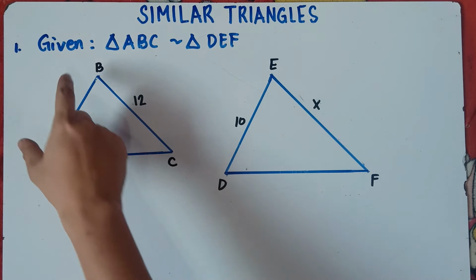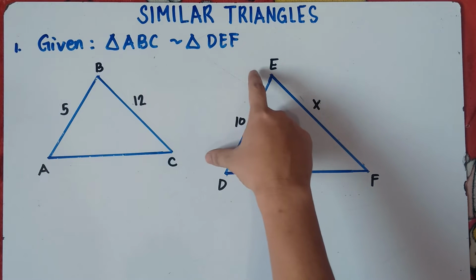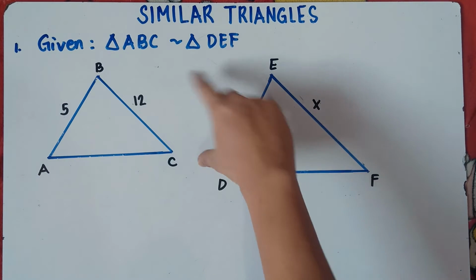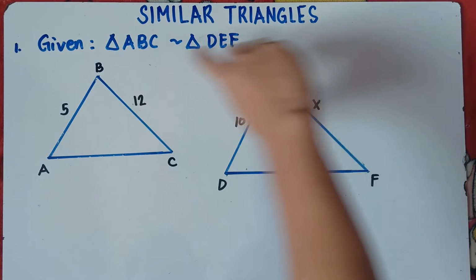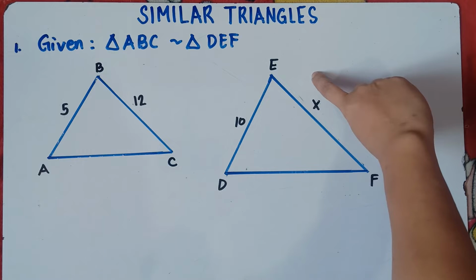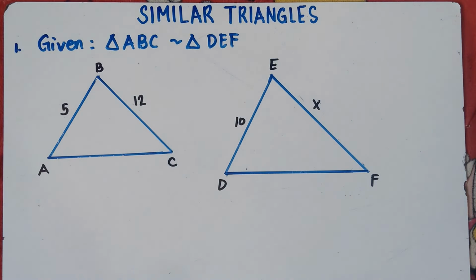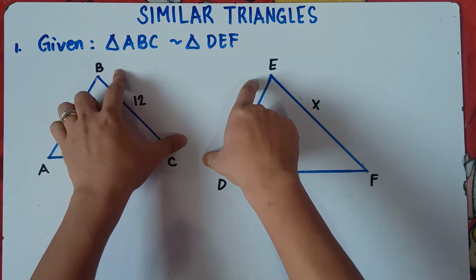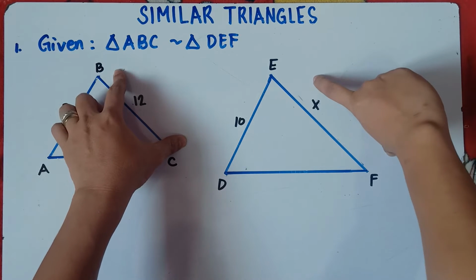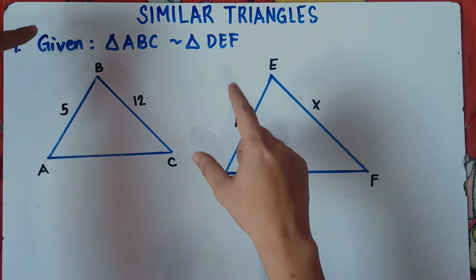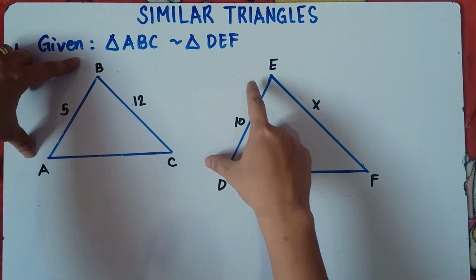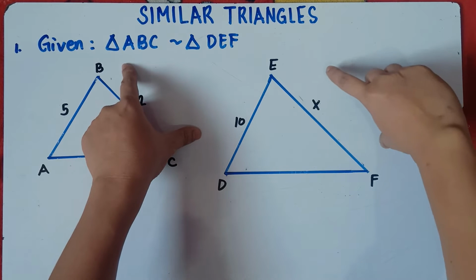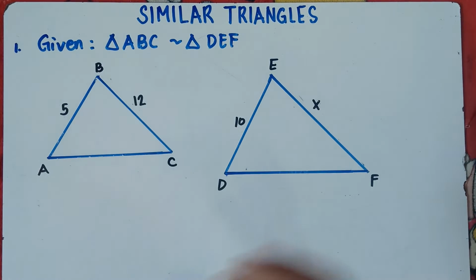As you can see, class, this AB is 5. It becomes 10 in DE, right? It is doubled. From 5, it becomes 10. Therefore, if this is 12 for BC, EF will be doubled. What's the answer, class? That's correct. It should be 24. From 5 it becomes 10, therefore BC is 12 and EF will be 24. It is doubled, because the ratio of side AB over DE is equal to the ratio of BC over EF. So that's the thing there, class.